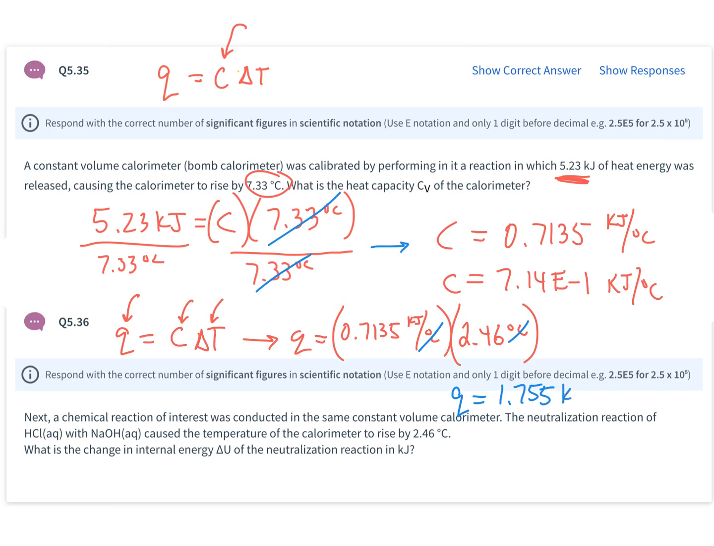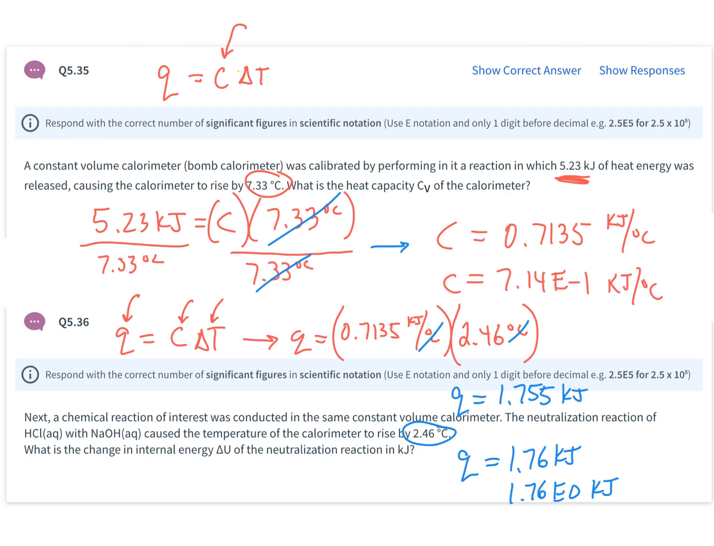1.755 kilojoules. Again, I want to report this number to 3 significant figures based on the temperature measurement in the calculation. So to 3 significant figures, Q would be 1.76 kilojoules, or 1.76 e to the 0 kilojoules. 3 significant figures and scientific notation.